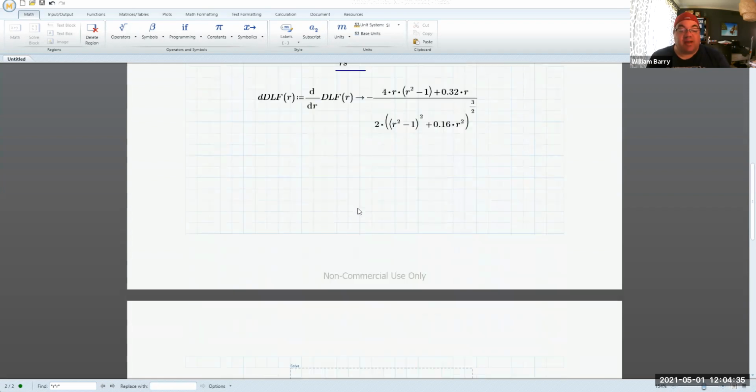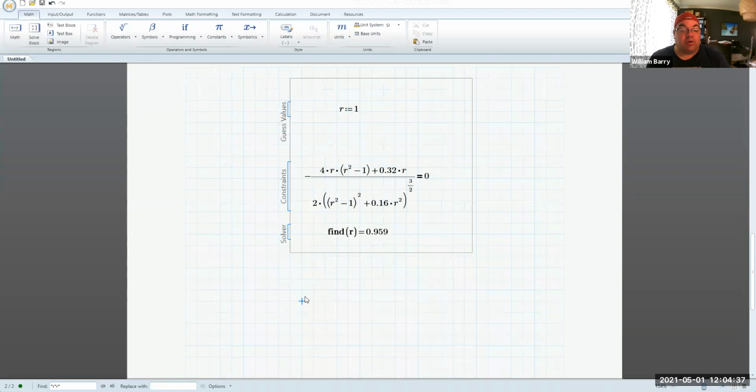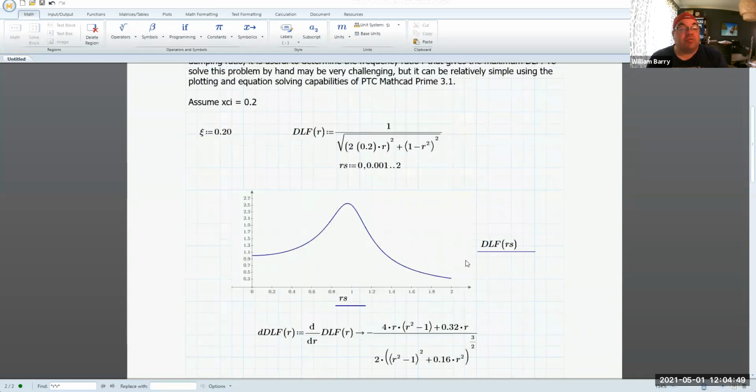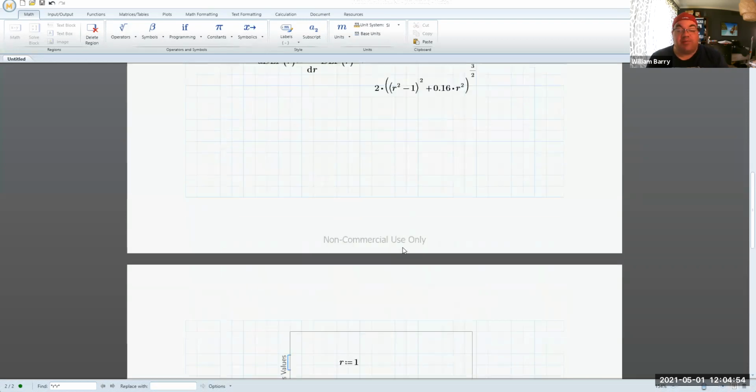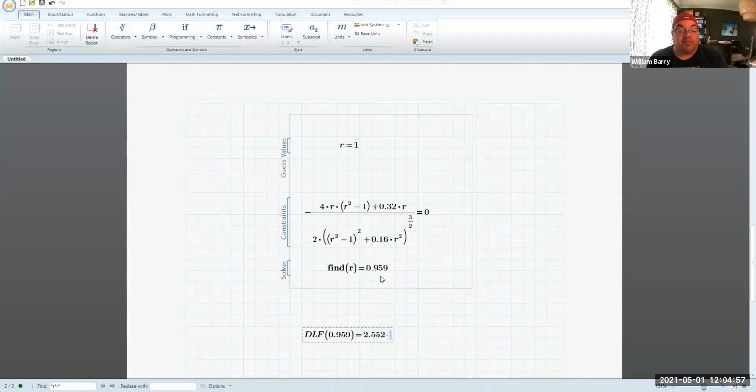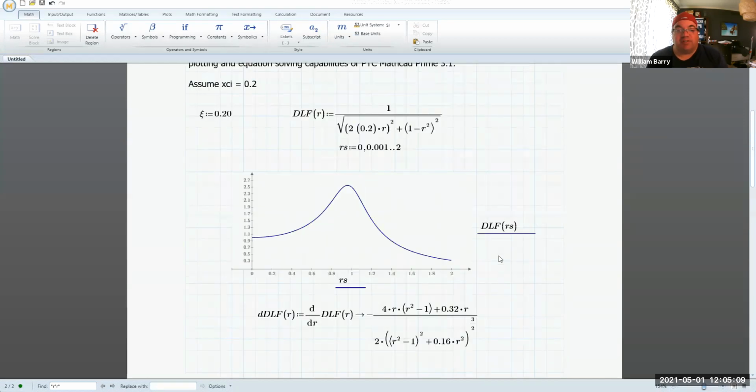So if we want to see what that maximum possible dynamic load factor is, well, we can just take that R value and plug it back in to our function for the dynamic load factor, and we see the maximum value is 2.552, right? So that should correspond to our plot up front here. This maximum value, 2.552, is at an R value of not 1, it's actually considerably less than 1. The maximum DLF is at a frequency ratio of about 0.959, right? So I think this is a pretty good example.